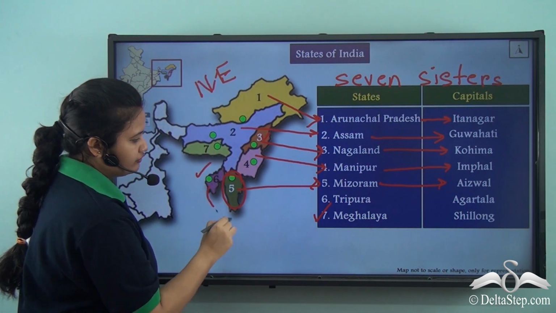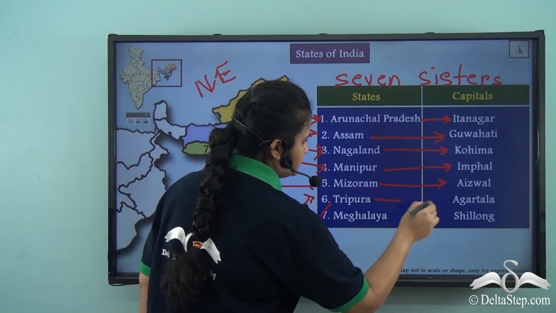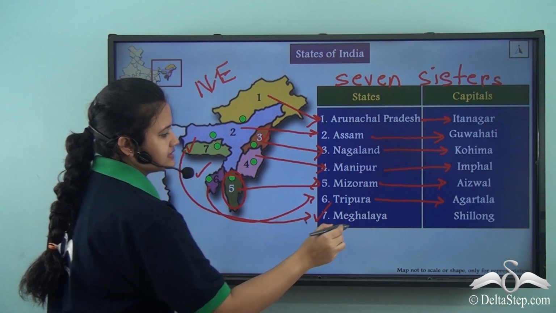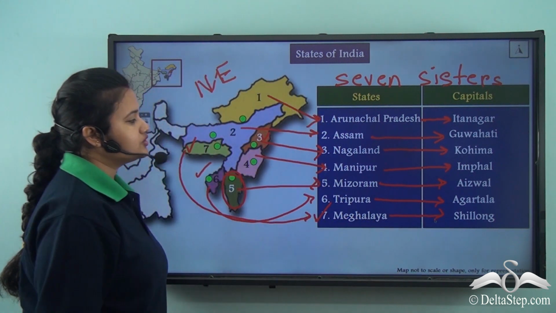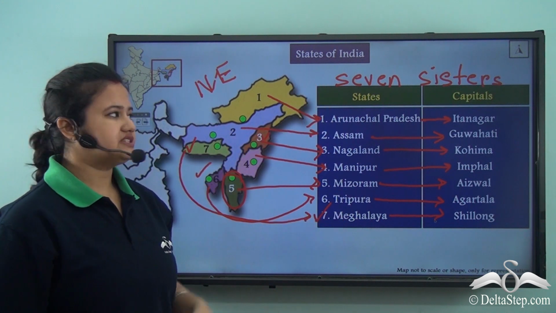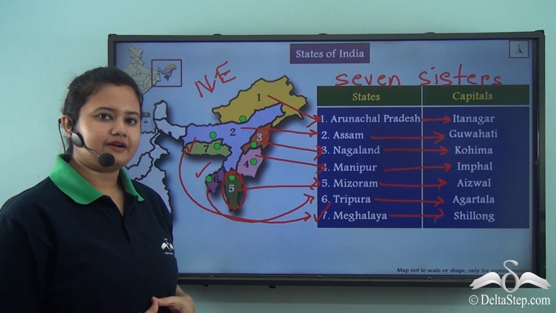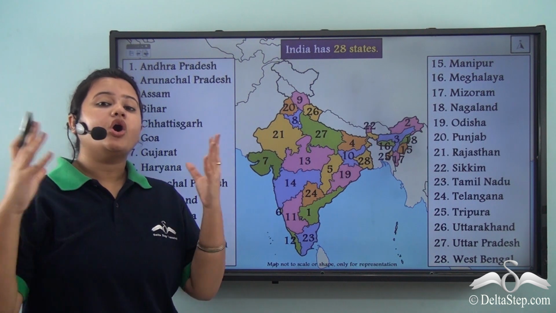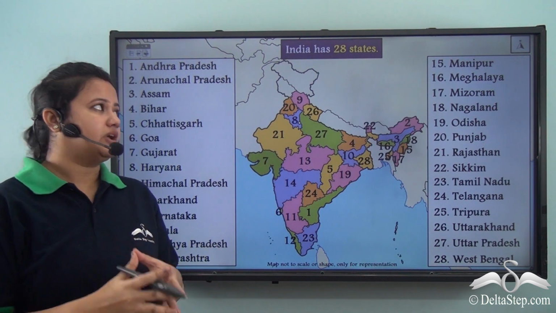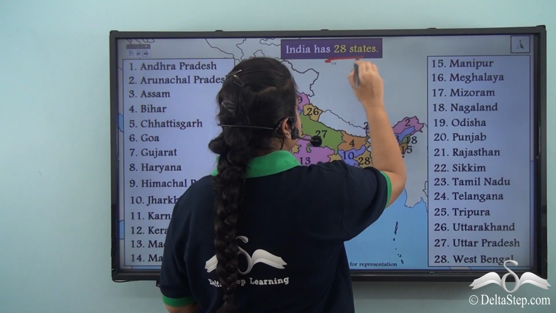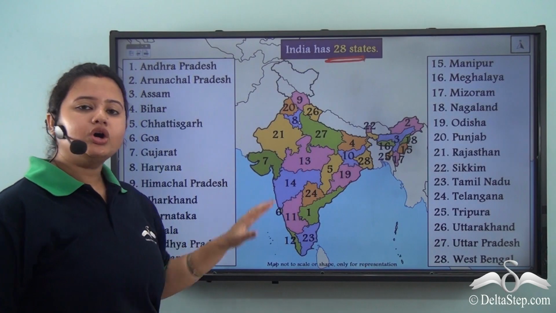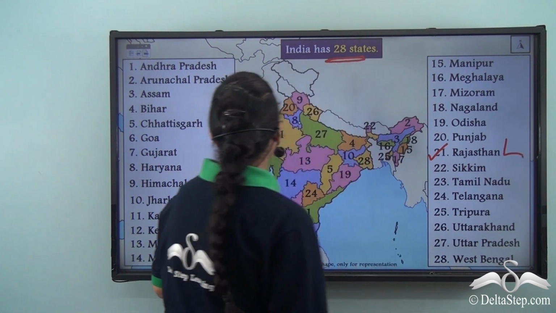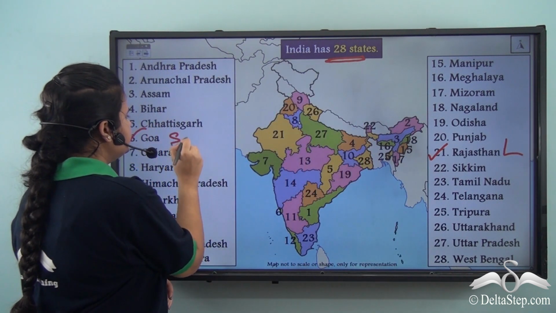This one is the state of Tripura with its capital at Agartala. And finally here we have the state of Meghalaya with its capital at Shillong. So these are the 7 states that are present in the northeastern part of India. So finally this political map shows all the states of India, and altogether there are 28 states in India. Now among all these states, as mentioned previously, Rajasthan is the largest one and Goa is the smallest state.